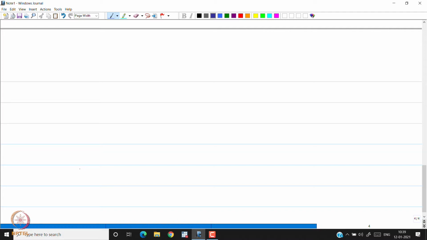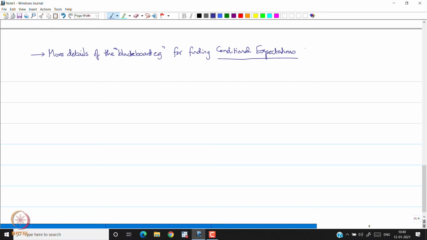So, what we will do here is to give some more details of the blackboard example, for finding some conditional expectations. What particular blackboard example am I referring to? First I will do the discrete example. What discrete example did we do in the blackboard? We did the Poisson example, right. So, let me bring that up again.